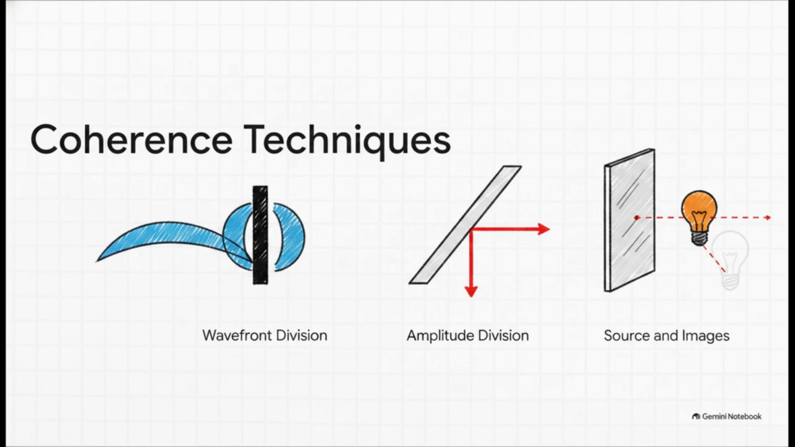The first is wavefront division, where a single wave is physically split by passing it through tiny slits. The second is intensity or amplitude division, which uses partially silvered mirrors to split a beam, like what you'd see in Michelson's interferometer. And the third technique uses a source and its own virtual reflections, which is used in tools like Fresnel's biprism or Lloyd's mirror.